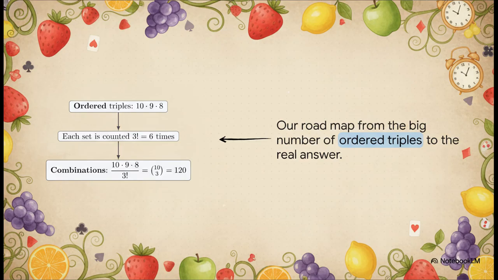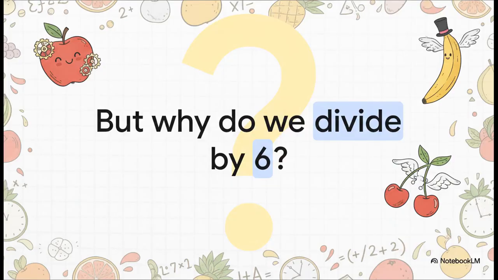So this chart here is basically our treasure map. It shows us how to get from that giant number, 720, those ordered triples, all the way down to the real answer. And it all comes down to one simple little step. This is how we find the true number of combinations. But wait a second. The chart says we need to divide by 6. Why 6? Where does that number even come from?